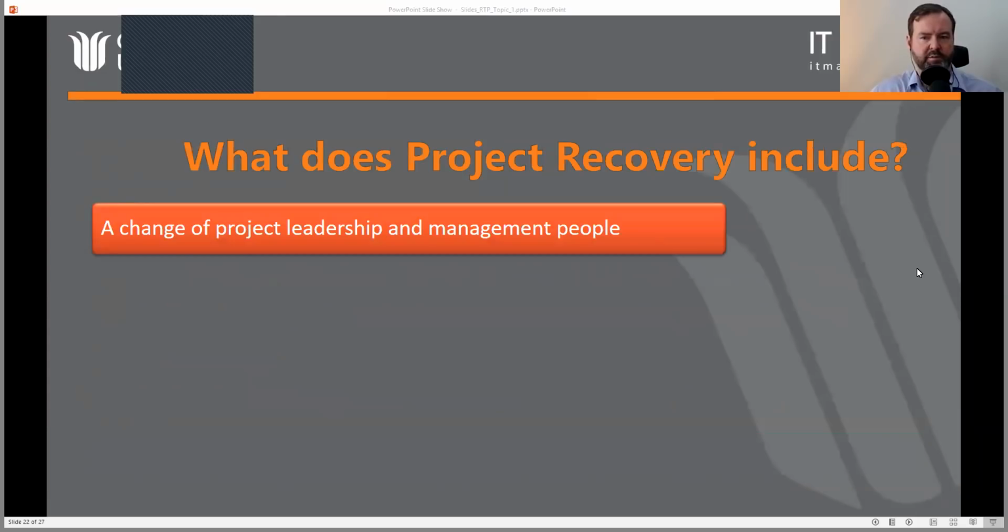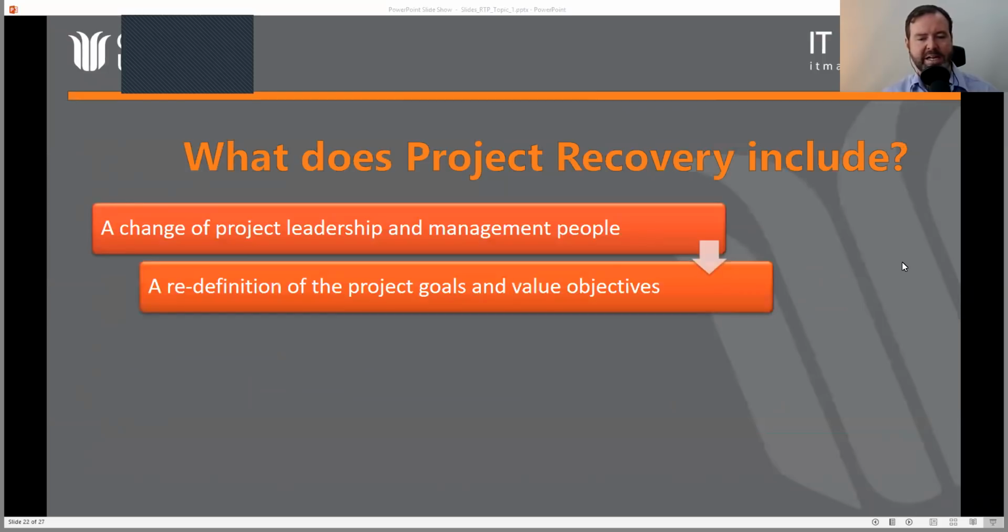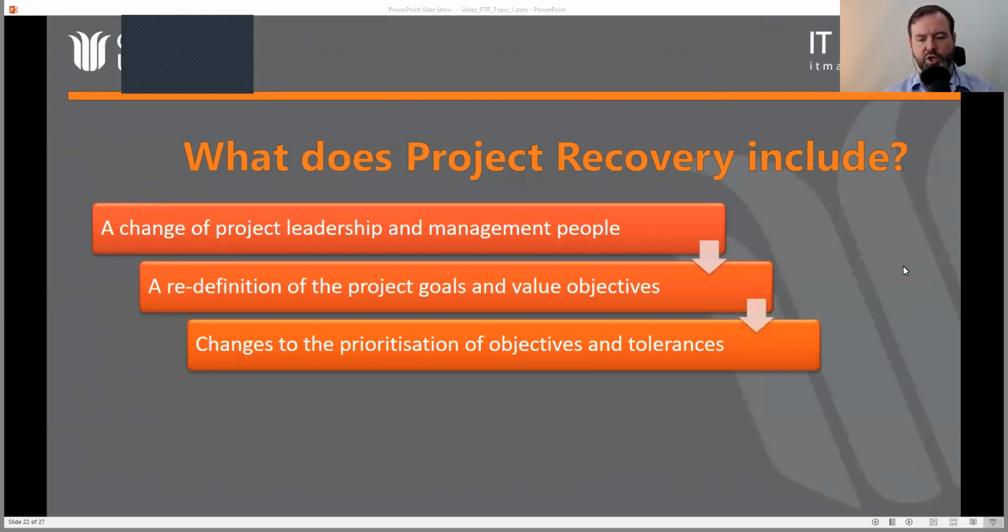So what does project recovery include? Well, this is something we've alluded to before. It is some substantial change of project leadership and management. It is a redefinition of the goals and objectives, or a confirmation of the goals, but it's an analysis to ask that question. It's changes to the prioritization of the objectives and the tolerances.